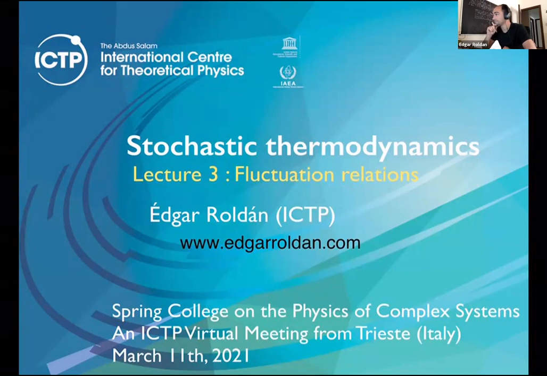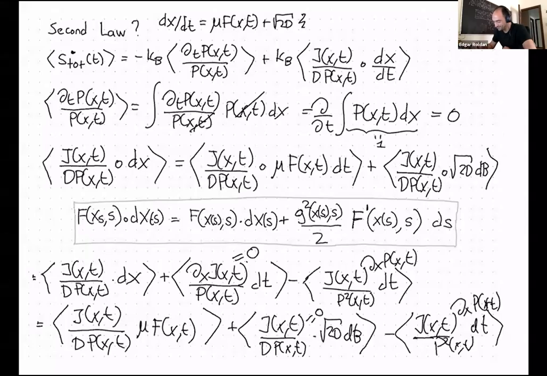Today I will discuss briefly fluctuation theorems, which is one of the key results in the foundations of stochastic thermodynamics. But before going into this, I will discuss again one of the proofs that I showed yesterday, and I believe it was totally unclear what I did, because even myself, when I was looking at my notes yesterday, I couldn't remember what I did. And this happens a lot in physics.